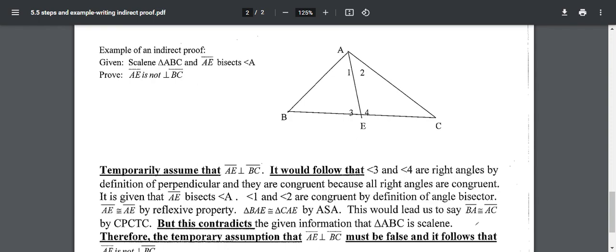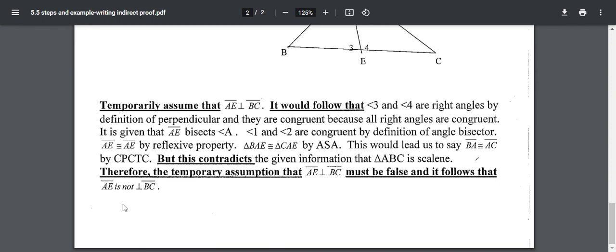Now, that means that BAE and CAE are congruent triangles, which would mean that BA has to be congruent to AC by CPCTC. This contradicts our given information that ABC is scalene. Therefore, our temporary assumption that AE is perpendicular to BC must be false, and thus it follows that AE is not perpendicular to BC. So that is an example of an indirect proof.